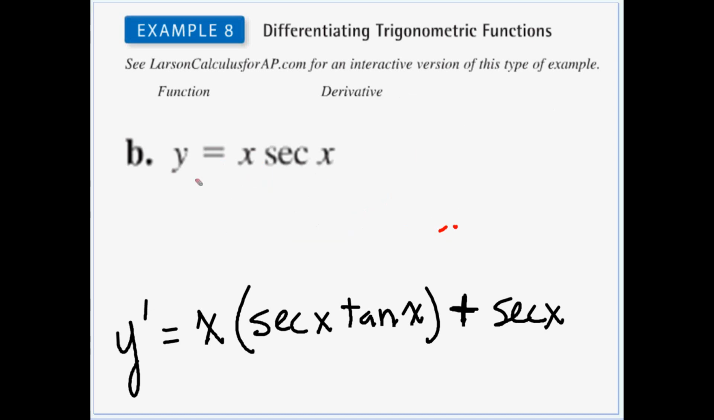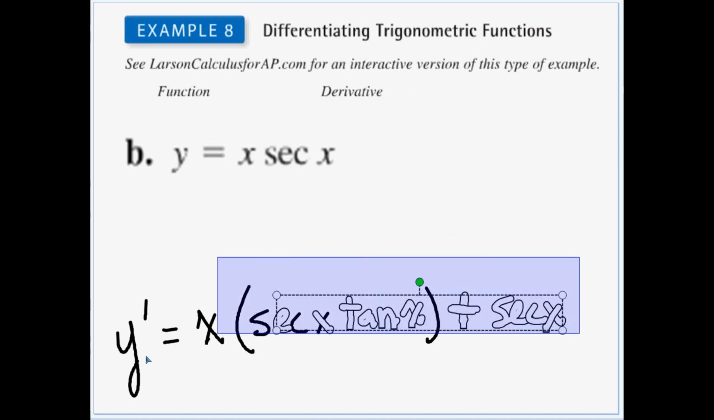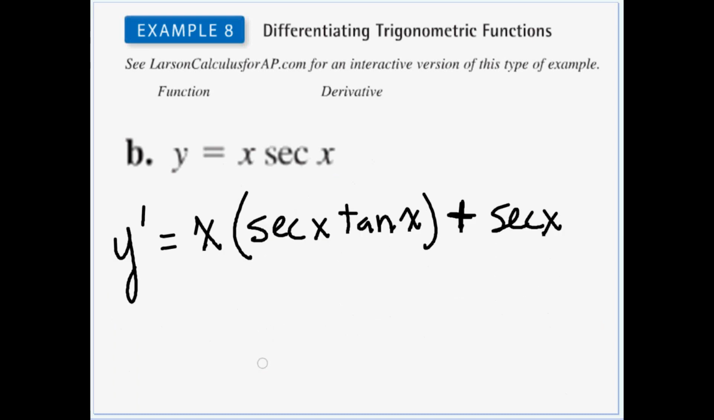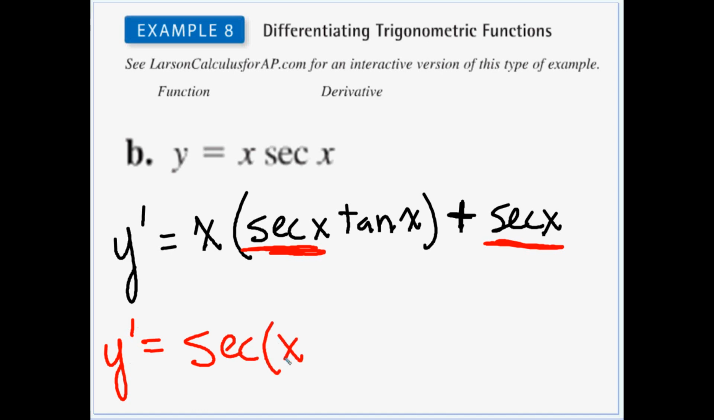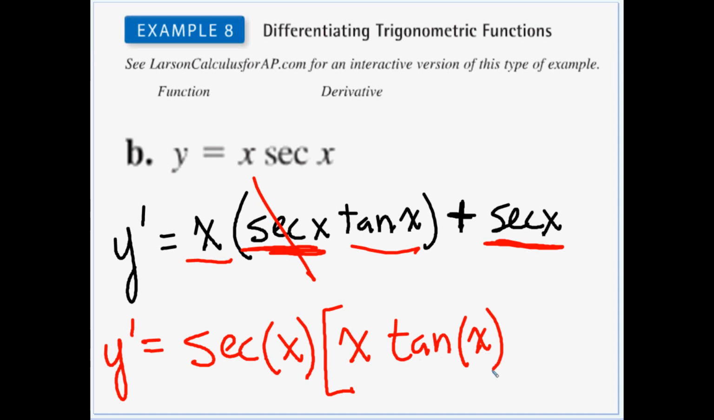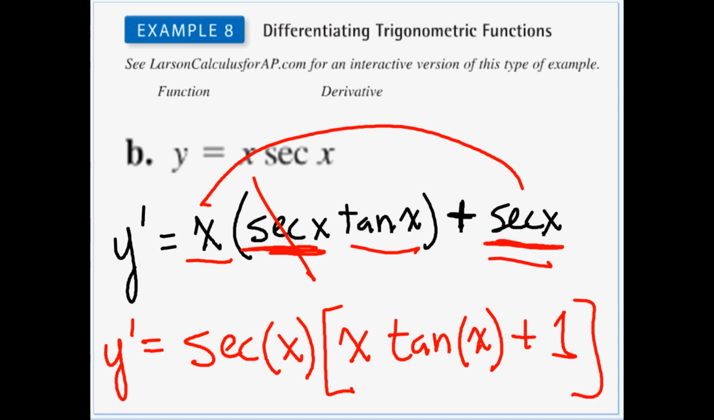Now it looks like we could simplify, I guess. We could factor a secant x out. Here on the left we have a secant x in the first term, and we have a secant x here, so let's factor that out. Our derivative equals secant x times, since we factored that out, there's going to be an x times a tan x, x times tan x, plus we factored that secant out entirely, so there's a plus 1 left there. And there's our final answer.